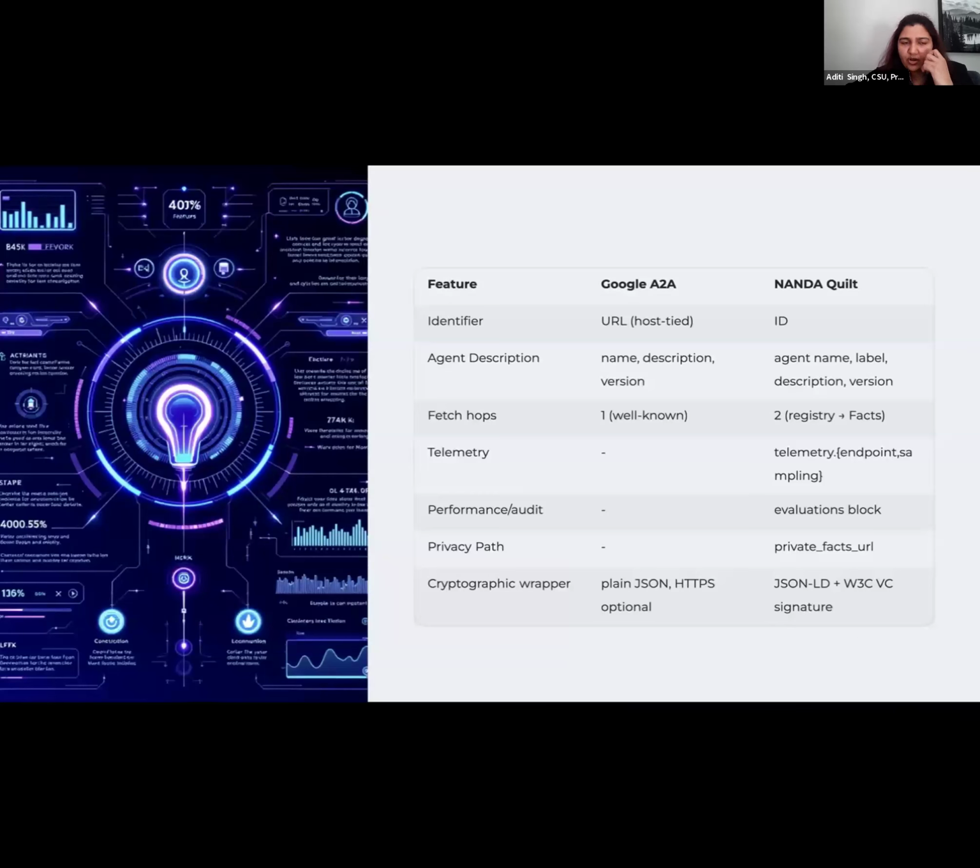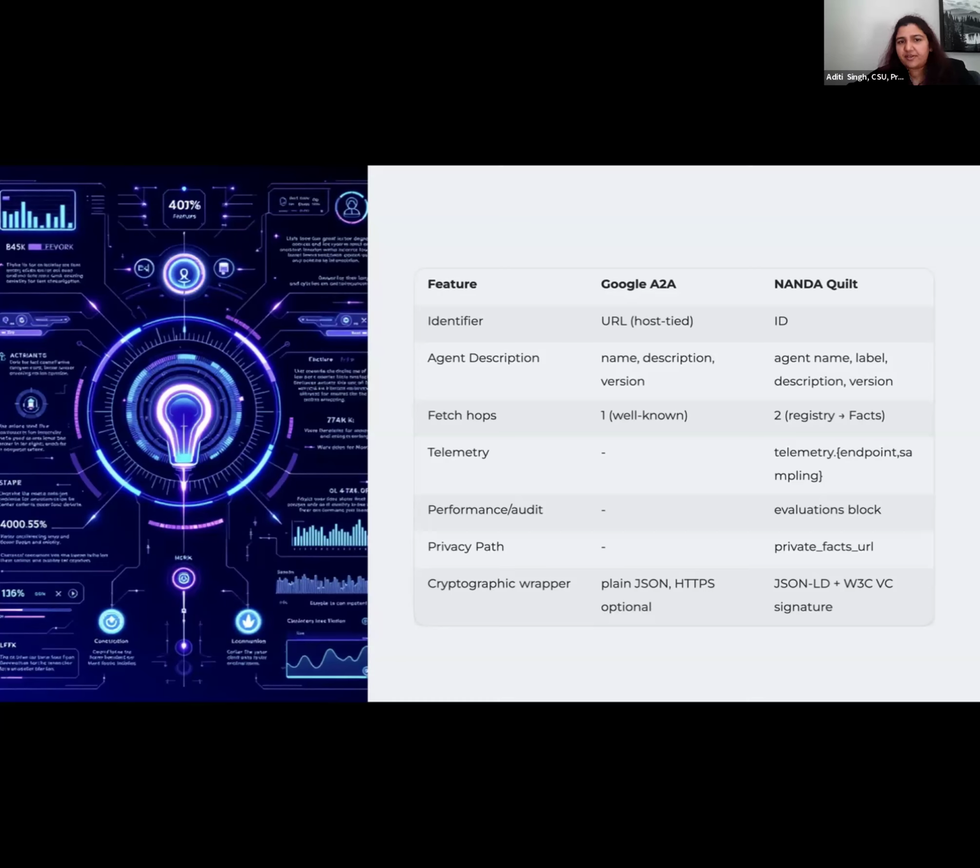Again, you can see that for agent card, identifiers are such as things like URL, which is basically describing basic fields like name and version. There is that one fetch from that well-known URL. And then for Nanda, it's trying to use identifiers like unique IDs, supporting details like telemetry, performance, evaluation, and privacy-aware fetch paths with a two-hop where you go from registry to facts.